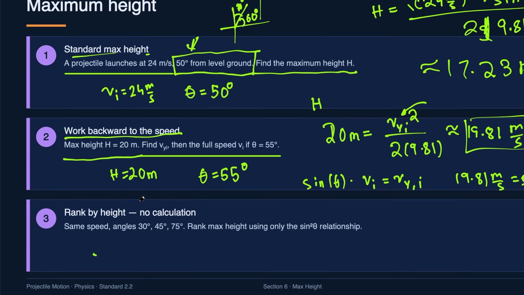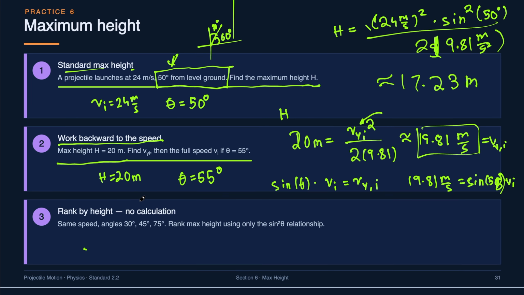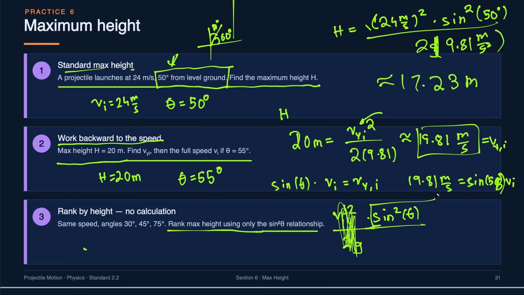angles 30, 45, and 75 degrees. Rank max height using only the sine squared theta relationship. So that's basically assume vi squared is constant, and 2g is also constant. So assume these are all constant, and just find this. So what value is sine squared theta going to have the maximum value for?